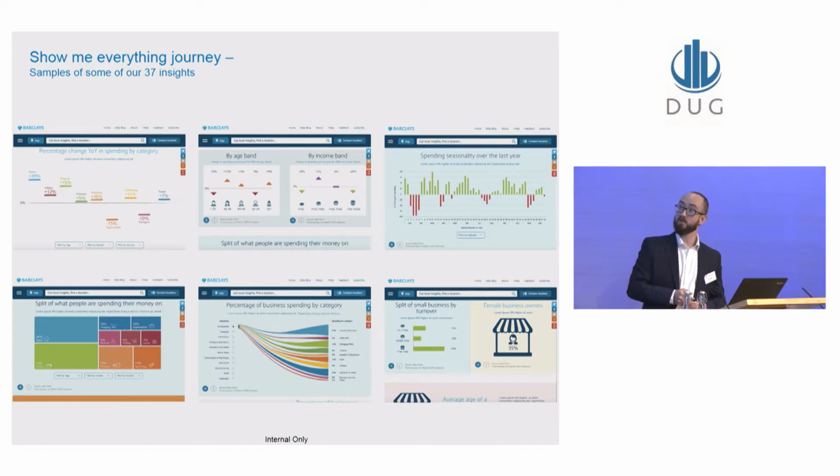Then there's the split of what people are spending their money on, so just more of the spend categorisation piece. And again, the data in here will change on a monthly basis, so you'll be able to see and mirror some of these trends together.